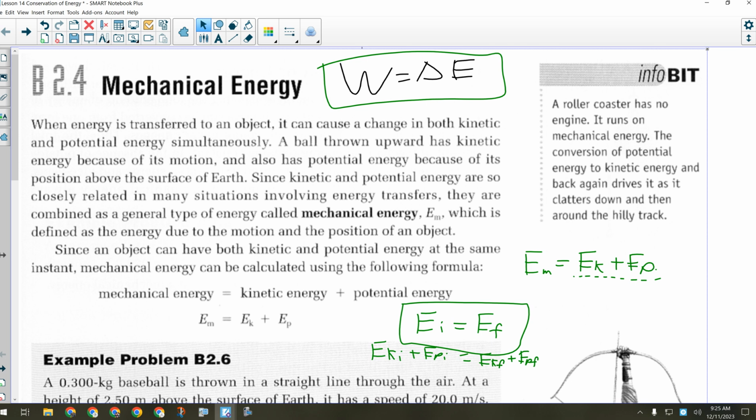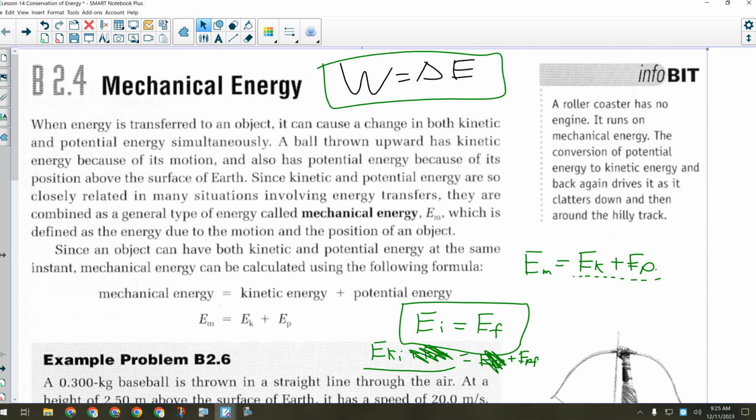So if this situation was back to me throwing that thing up in the air, and this was the initial point where it just left my hand, all of its energy would be in what form? Kinetic, assuming I was at ground level. We'll simplify a little bit. And then when it's at its highest point, all of its energy would be potential.